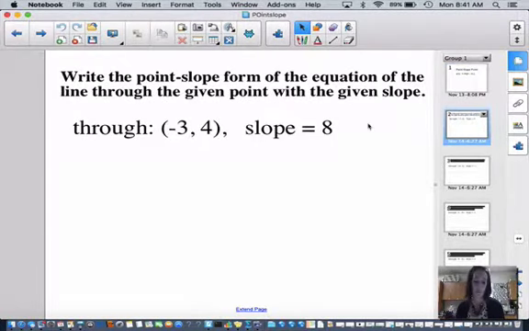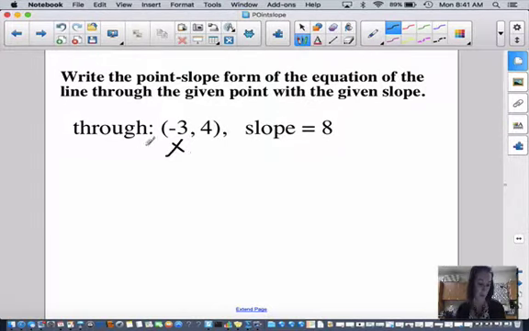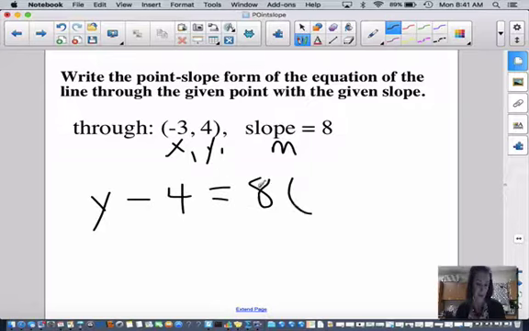Okay, so if we're trying to find the equation, and they give us a point and slope, so they give us x1, y1, and they give us slope, we're going to plug that in the formula. So y minus y1, which is 4, equals m times x minus x1.